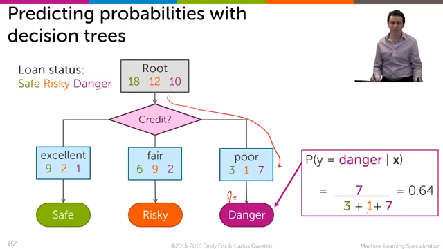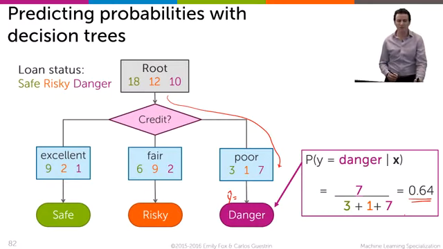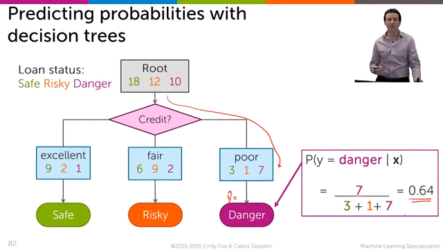In our case here, if your input takes you down this branch, then 7 out of 11 of the data points are dangerous. So we say that the probability of danger is 0.64, while, say, the probability of a safe loan is 3 out of 11. So there's a way for us to predict both probabilities and the actual value of the outcome. And both are very useful in practice.